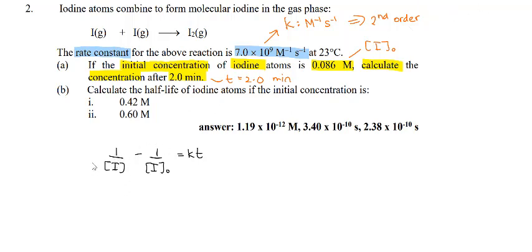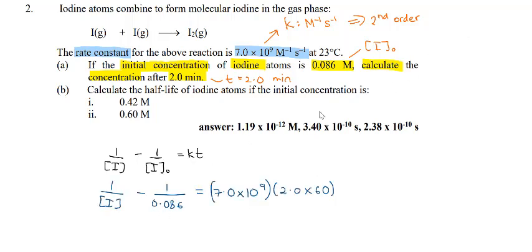Remember, the concentration of I here is the concentration that is left at that time. So for A, we have to find the concentration of iodine that is left after 2 minutes.